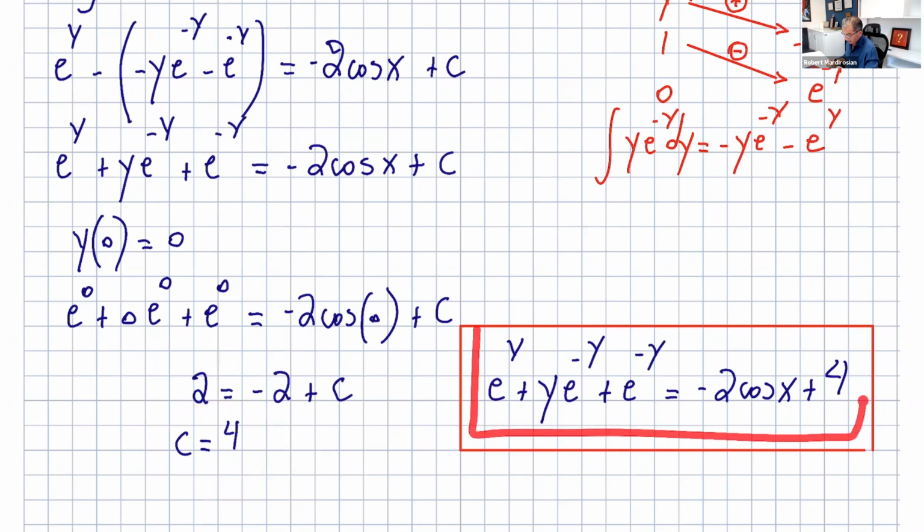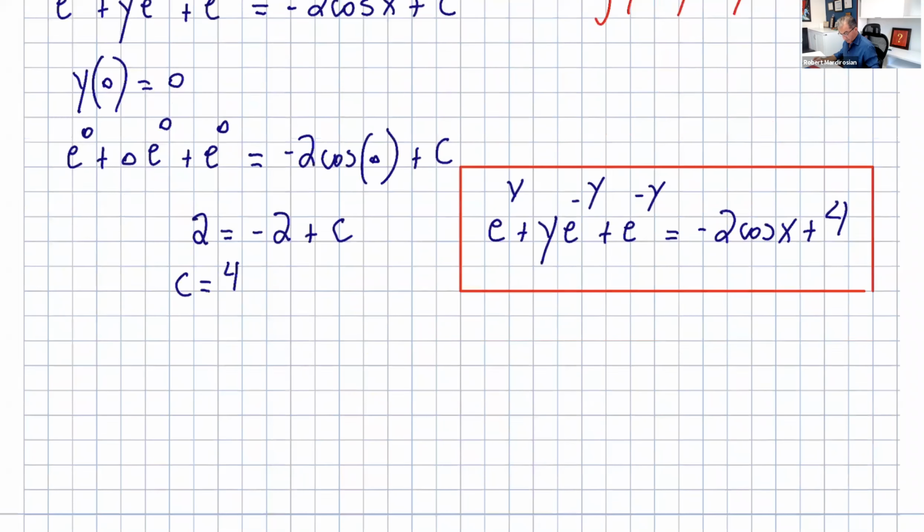So the final answer is implicit. You can't find y explicitly here. So just leave the answer like that. e to the y minus y e to the negative y minus e to the negative y equals negative 2 cosine x plus 4.